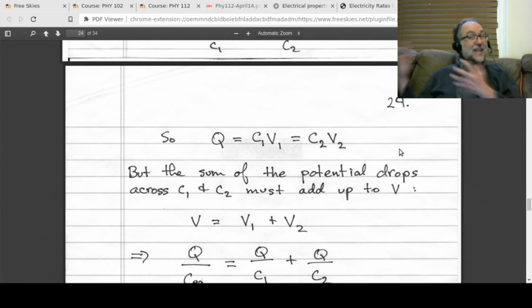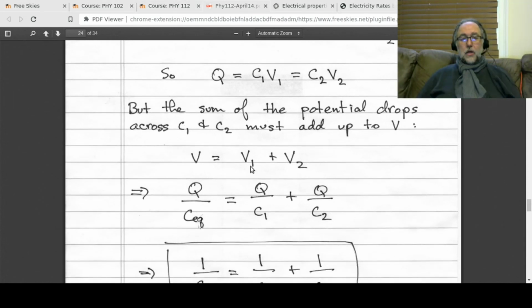And V1 and V2 are not the same because the potential drops get split now. The total potential drop V has to be the potential drop across C1 plus the drop across C2. So V is equal to V1 plus V2.